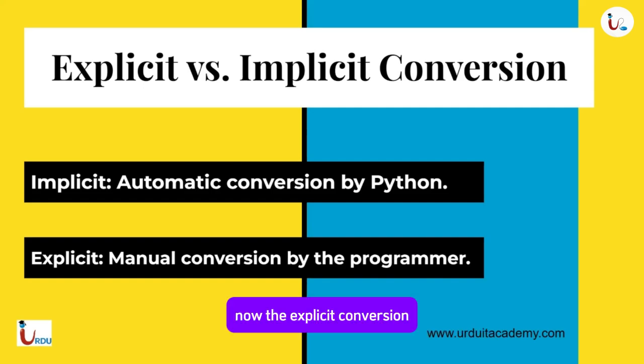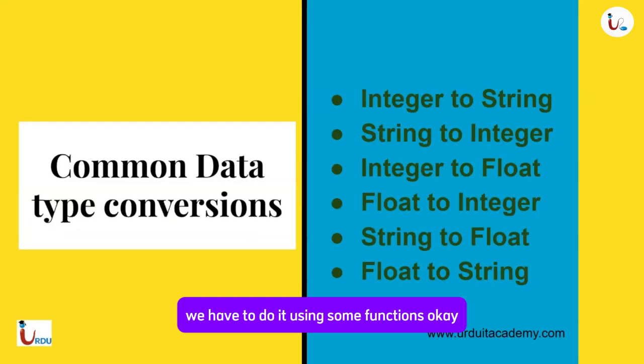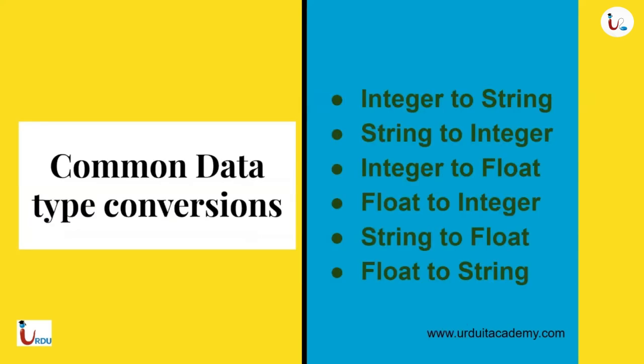Now the explicit conversion. Explicit conversion means manual conversion by the programmer itself. We have to do it using some functions. These are the common data type conversions available in Python. Integer to string, we can convert an integer value into a string value. String to integer, we can convert a string value into an integer. In the same way, integer to float, string to float, and float to string. These are the common data type conversions.